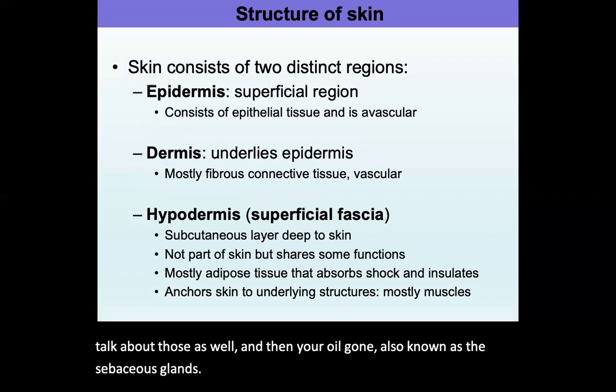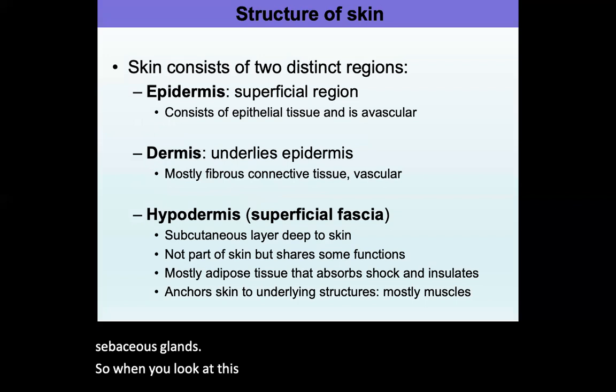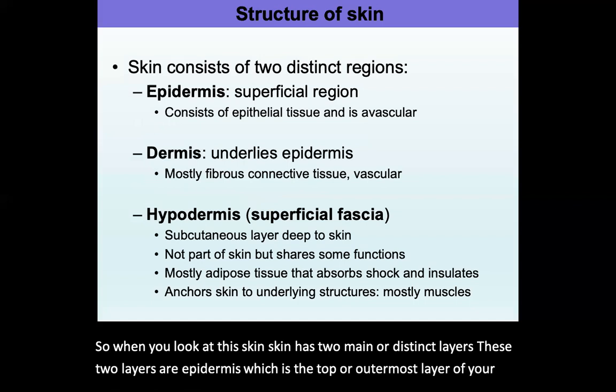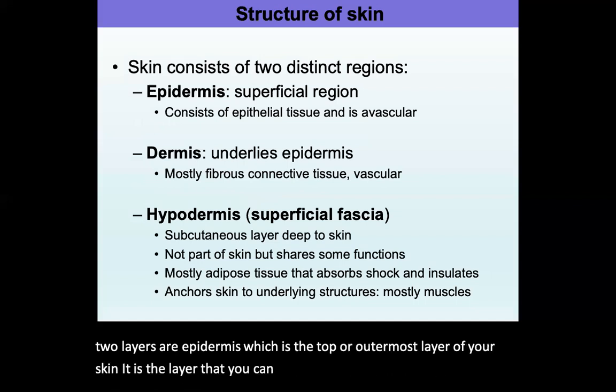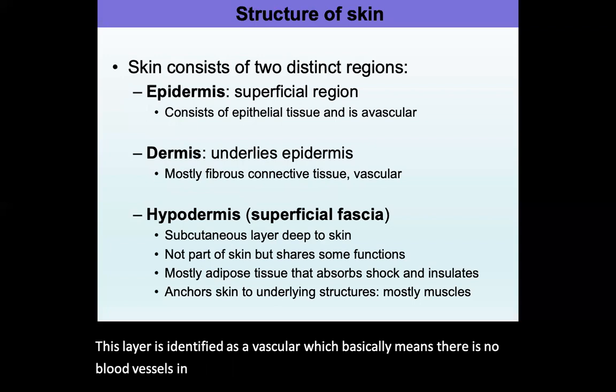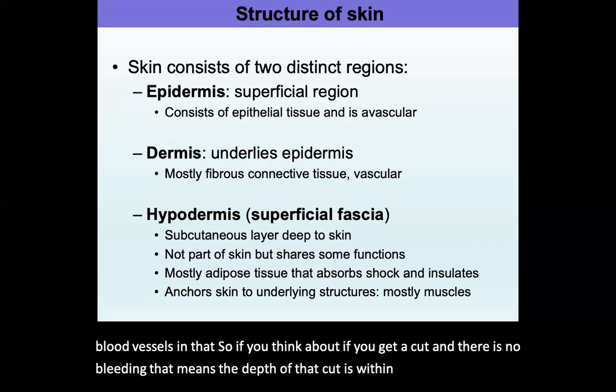The skin has two main, distinct layers. These two layers are the epidermis, which is the top or outermost layer of your skin. It is the layer that you can actually touch. This layer is avascular, which basically means there are no blood vessels in it. So if you get a cut and there is no bleeding, that means the depth of that cut is within your epidermal layer.